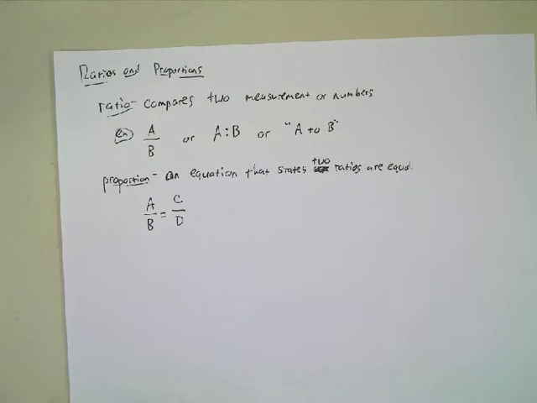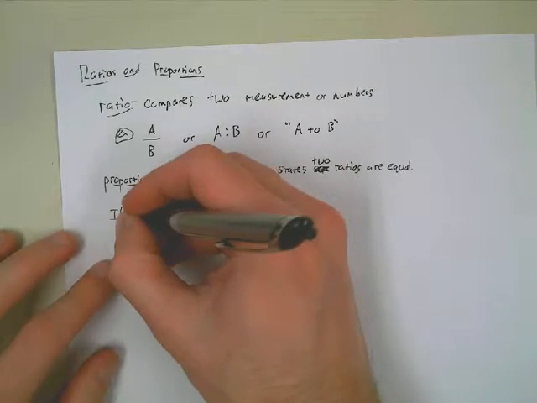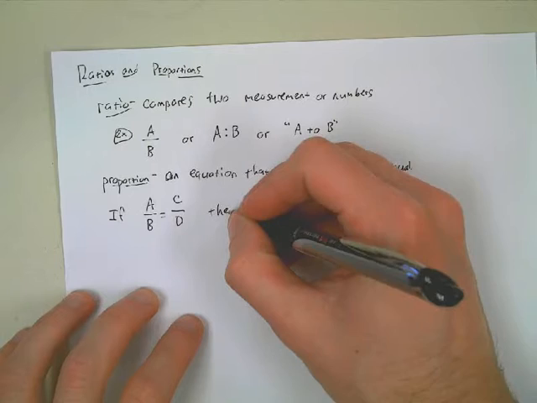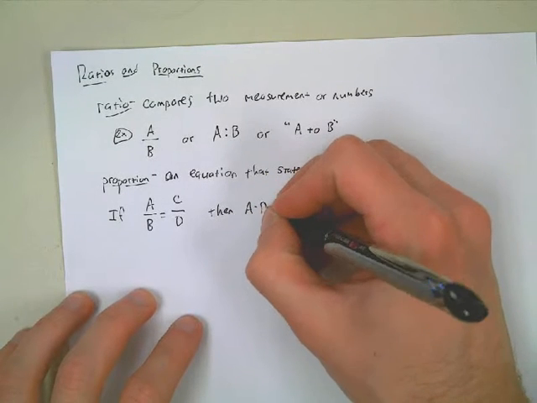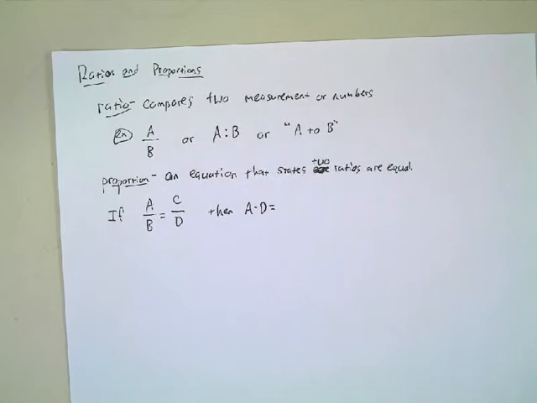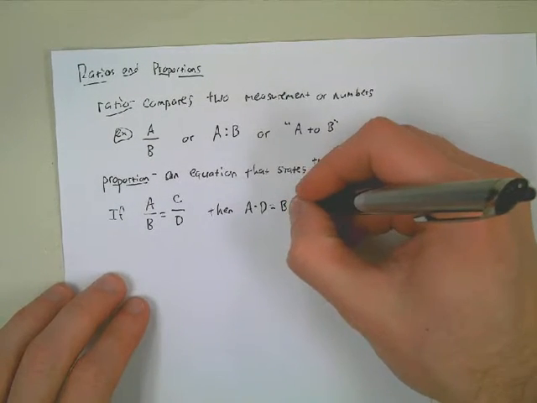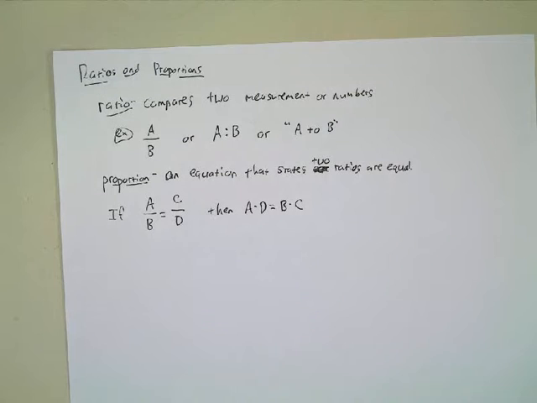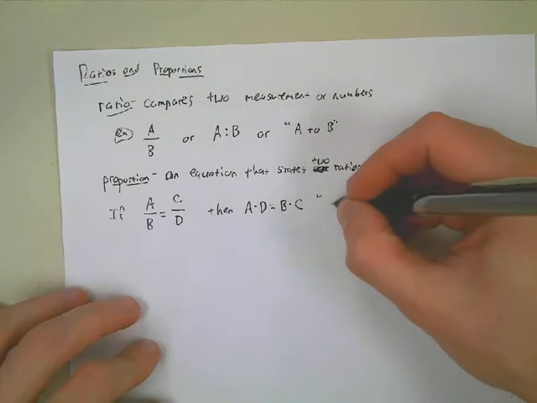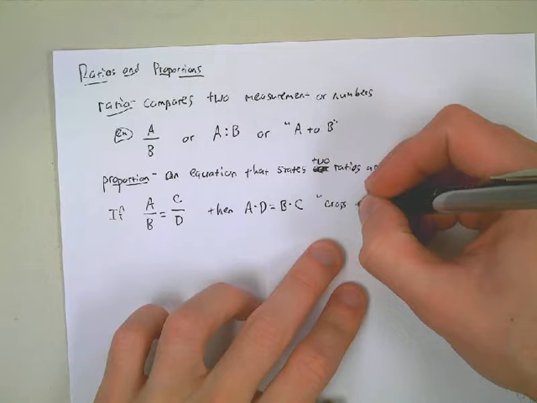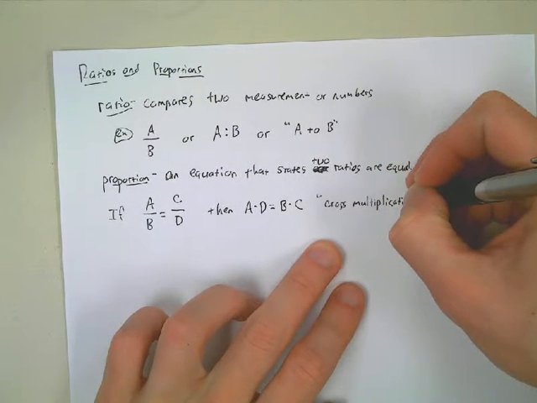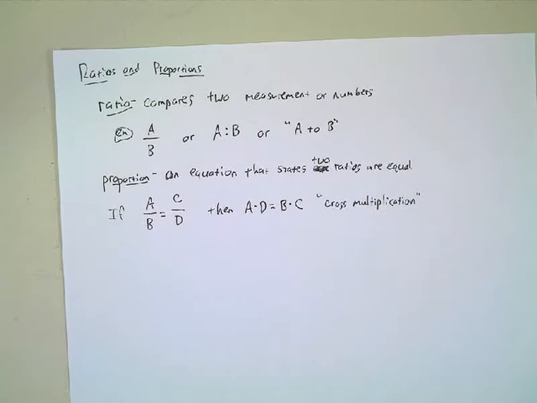Okay, and in fact, if this is true, if A over B equals C over D, then A times D is equal to what? C times B or B times C. Okay, exactly right. That's the cross multiplication thing that Mary was pointing out there. So I'll put that in quotes. That's called cross multiplication.